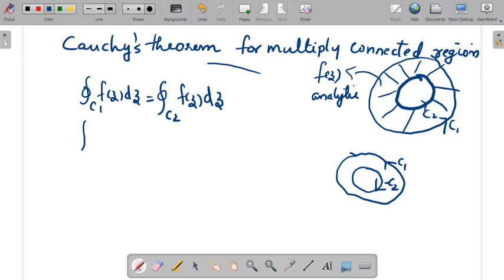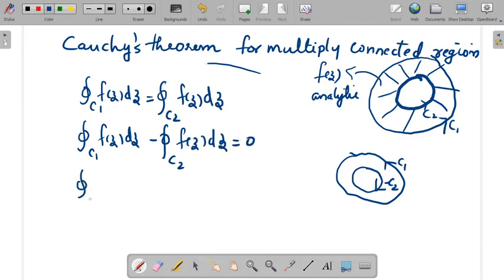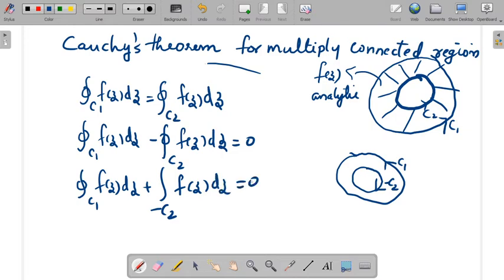So if you take it, you can write integral over C1 f(z) dz. Taking this to the left side, integral over C1 minus integral over C2 f(z) dz will be equal to 0. And minus integral over C2 is equal to integral over minus C2. So integral over minus C2 f(z) dz will be equal to 0. So if one curve is in clockwise direction and the other is in anti-clockwise direction, when you add the integral along those two curves, you will get it as 0, provided our function is analytic in this region.